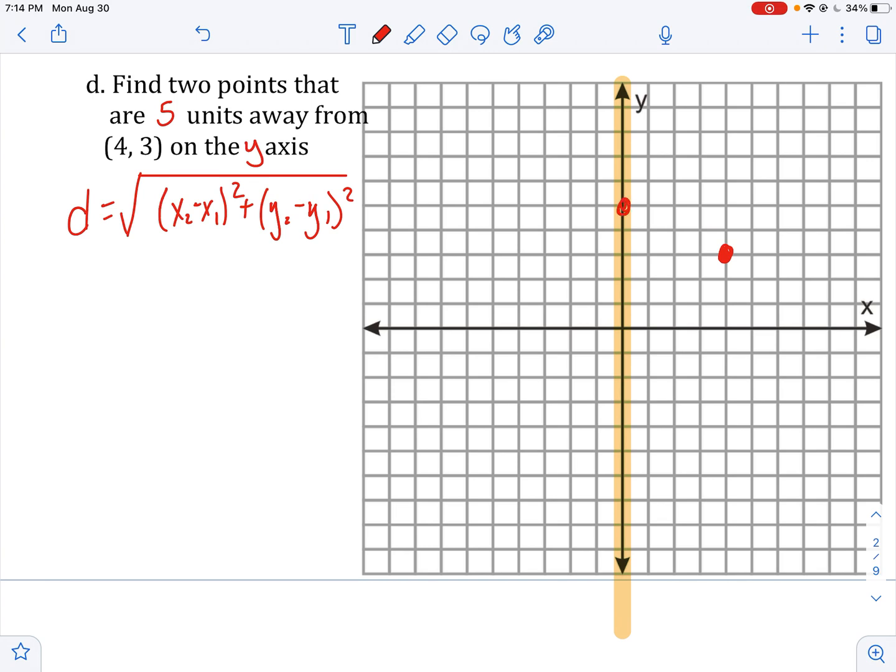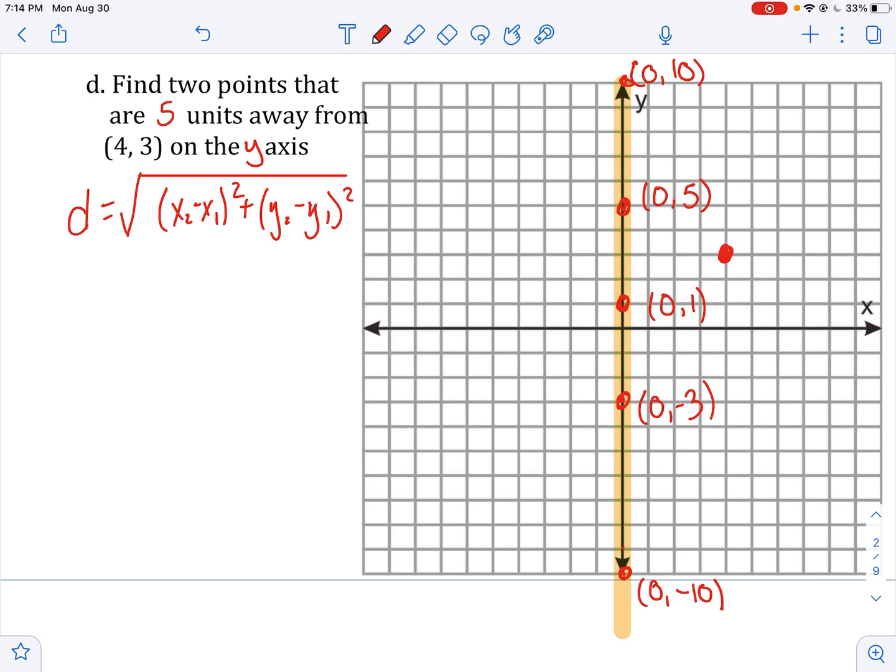So my points must be on the y-axis. Could be 0, 5, or 0, 1, or 0, negative 3, or 0, negative 10, or even 0, positive 10.